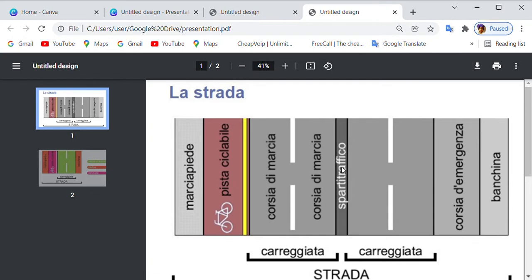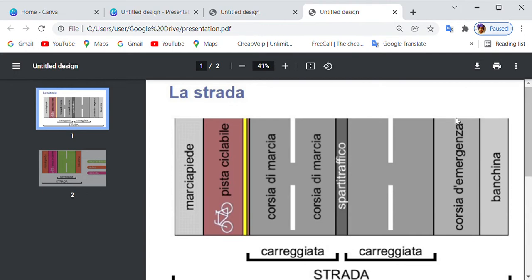And this strada is made up of marciapiede, pista ciclabile, corsia di marcia, spartitraffico. What you have here as where vehicles will drive, you also have it here, where vehicles can also drive. So if you count the number of vehicles that are supposed to be on this road, it will be 4: 1, 2, 3, 4. Now, here you have corsia di emergenza. This particular place is made for emergency, for example an ambulance. When there is an accident on this road, this is where the ambulance will drive.